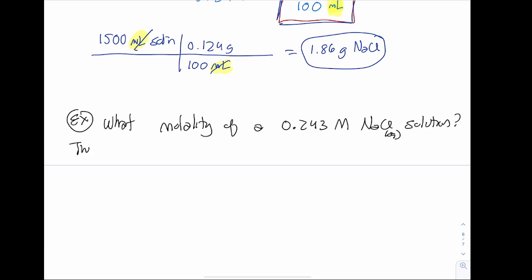And then the density of the solution is 1.002 grams per milliliter. And I just totally made up that number. It's probably close. It's a pretty dilute solution, so the density is pretty close to the density of water. So what is the molality of a 0.243 molar sodium chloride solution? The density of our solution is 1.002 grams per milliliter.